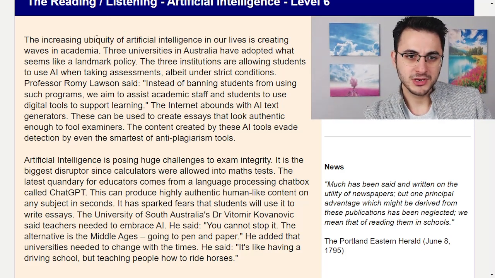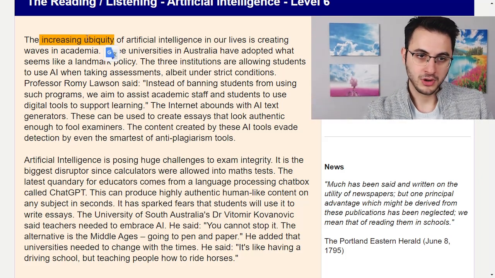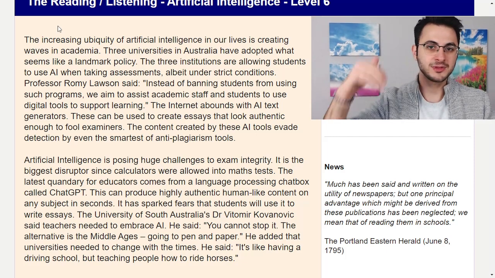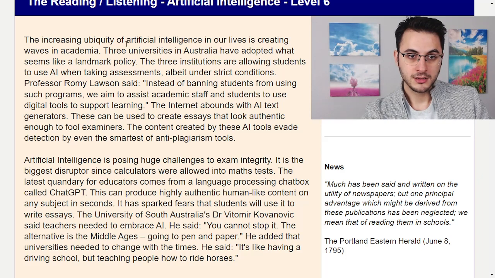The increasing ubiquity of artificial intelligence in our lives is creating waves. The increasing ubiquity, so it's becoming more and more. If we said decreasing, it would be less and less. It would be becoming less and less. So this situation is creating waves in academia.